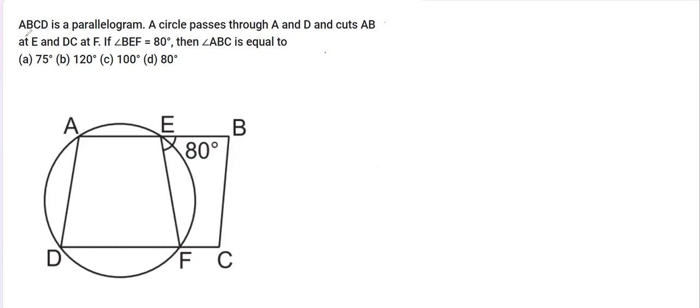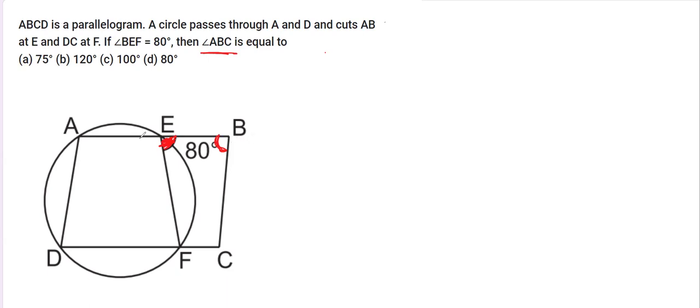We are on the next question, an MCQ: ABCD is given as a parallelogram. I can clearly see that ABCD is already given in the figure and it's a parallelogram. Further, it says that a circle is passing through these 4 points A, D, F, and E. And it is also mentioned that this exterior angle is given as 80 degrees. And we have to determine the value of this angle, that is EDC only, right? The measurement of BEF is given as 80 degrees.